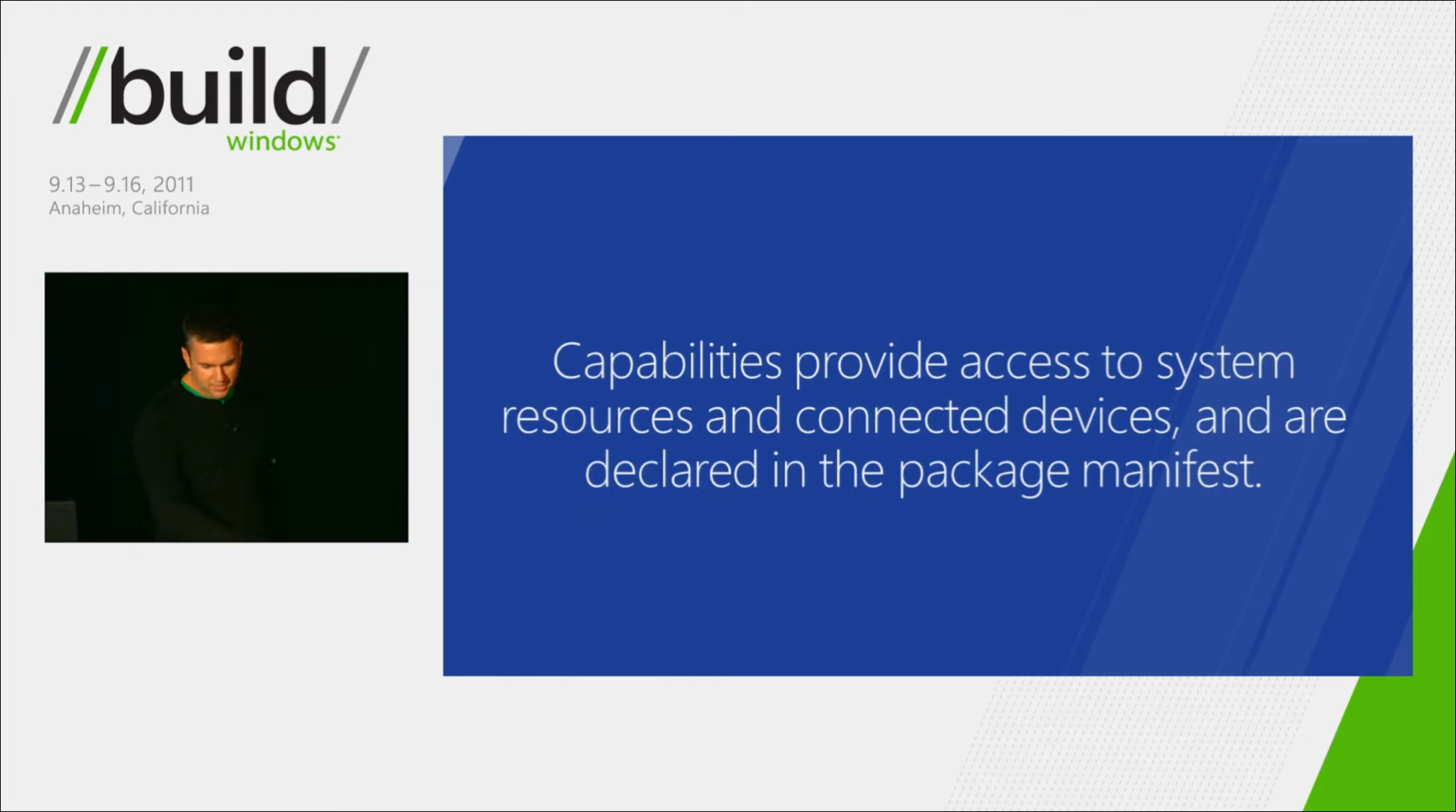So why capabilities? Well, because they help you build powerful apps. Capabilities give your apps access to the system resources as well as connected devices. The capabilities are defined in the manifest, and the easiest way to declare them is using the manifest designer in Visual Studio. And we'll take a look at how you actually do that in code in a little bit. Of course, you can edit the manifest XML directly.